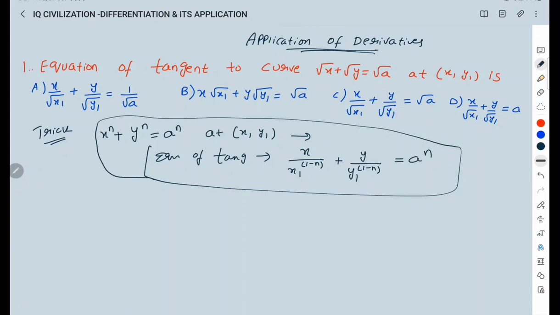So here my question is root x, meaning x power 1 by 2, plus y power 1 by 2 is equal to a power 1 by 2. Here what is n? We can clearly see that the n value is 1 by 2. So I'm just putting this 1 by 2 here. So I'll get x by root over x1, because x1 power 1 by 2, because 1 minus 1 by 2 is 1 by 2. So x1 power 1 by 2 is nothing but root over x1, plus y by root over y1 is equal to root a. Next one.